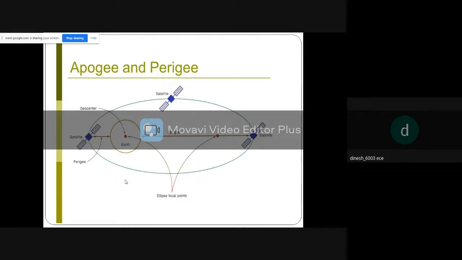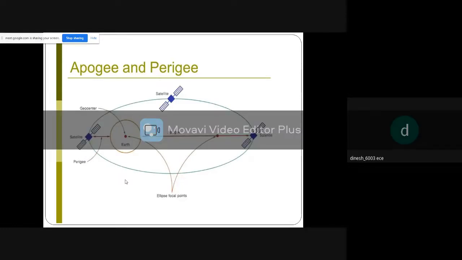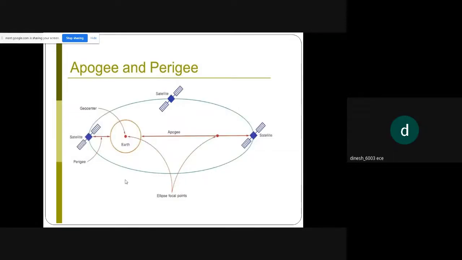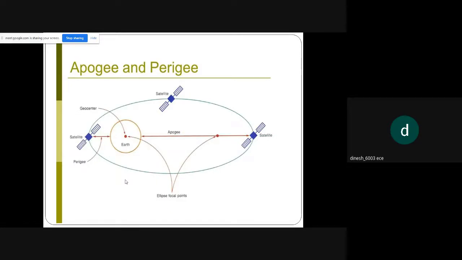So next is an example. I'm going to show you an example of the two different terms. One is apogee, second one perigee. Consider two bodies. One body is having a larger mass, another body is having a smaller mass. In this case, I'm going to take Earth as your larger mass and a satellite as your smaller mass. So the smaller mass will always revolve around the larger mass. So the satellite will revolve around Earth in an elliptical fashion.